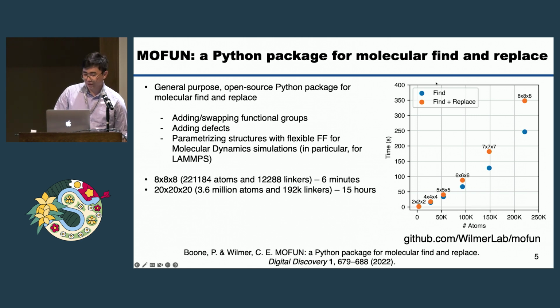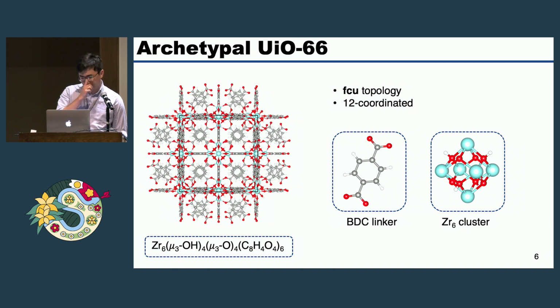You can see in this chart the time it takes to do these find and replace operations for the metal organic framework UiO-66. It was originally developed for MOFs, but it can be used for any molecules or periodic crystals. Then we applied this to studying UiO-66. This is the unit cell for UiO-66. If you don't know about MOFs and UiO-66, it has fcu topology and the highest possible coordination, which makes this MOF one of the most stable MOFs.